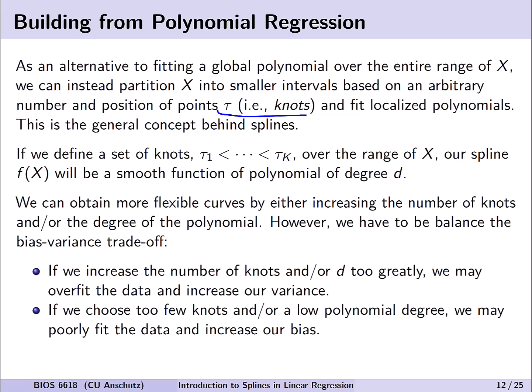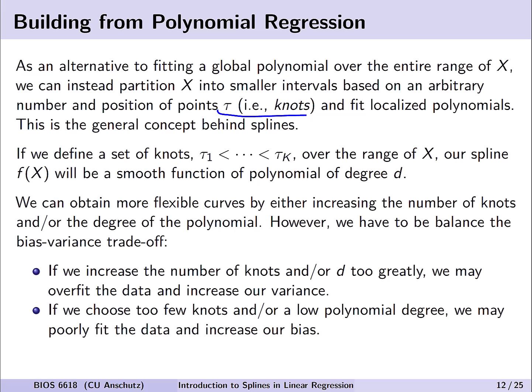Now, if we define a set of knots, say tau 1 up to tau k, over the range of x, our spline f of x will ultimately look like a smooth function, a polynomial of some degree d that we can set. We actually have a lot of power to obtain increasing flexibility in our curves by increasing the number of knots, so more and more local fits, and/or the degree of the polynomial. But we do have to be aware of the bias-variance trade-off appearing in this decision.